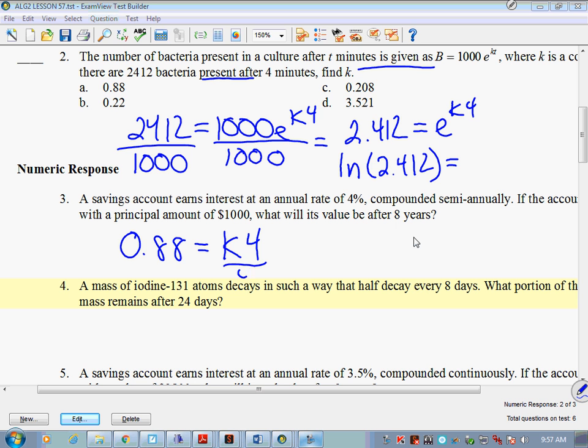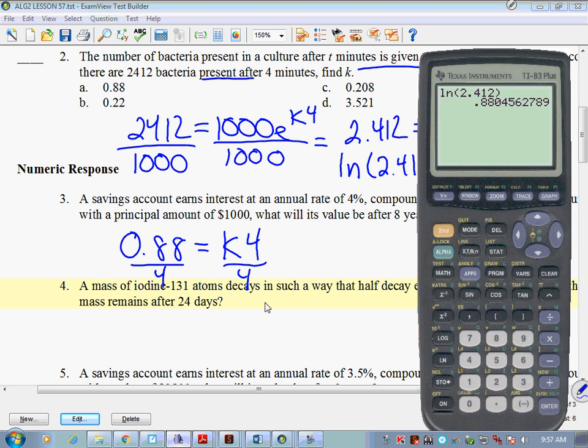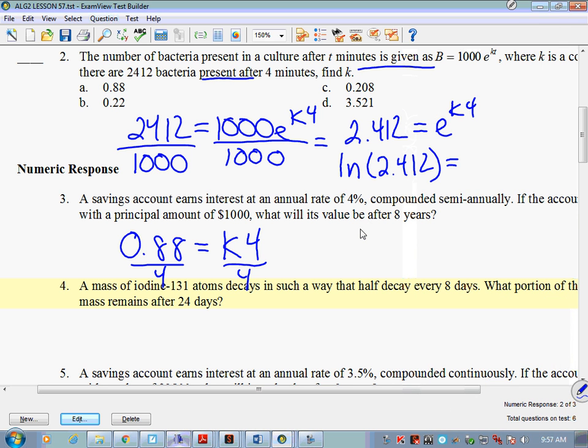So I'm going to divide by 4 on both sides. So we're going to take 0.88 and divide it by 4. We'll just take that, divide by 4, and I get 0.22. So k equals 0.22. Now, let's go back and actually check this answer and see what we get.